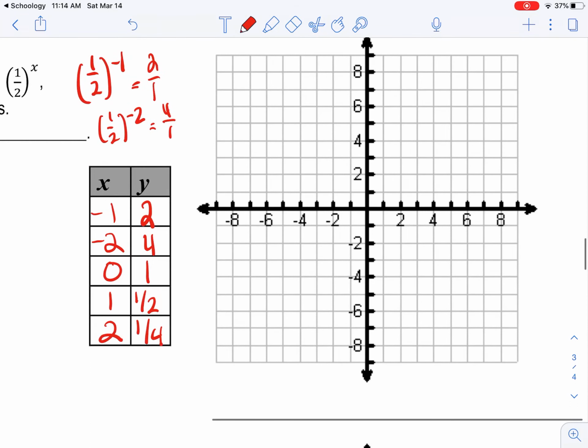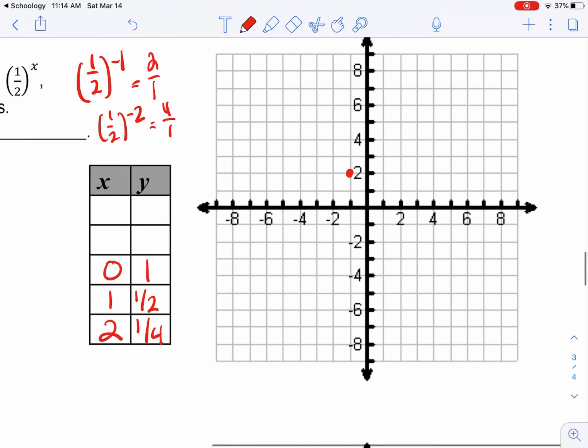And now I can graph these 5 points that I just got. So -1, 2. I don't know why I put -1, -2 there. That really bothers me. So I'm going to switch them because they're not in numerical order. That's really weird. -2, -1, and this is 4, 2. Okay, -1, 2, -2, 4, 0, 1, 1, 1/2, and 2, 1/4.